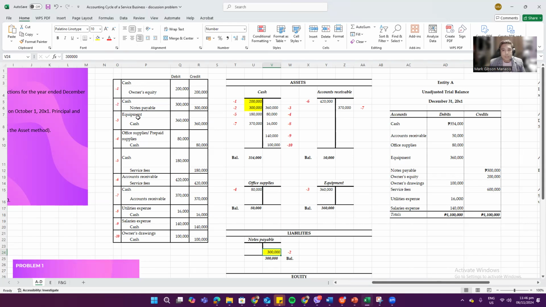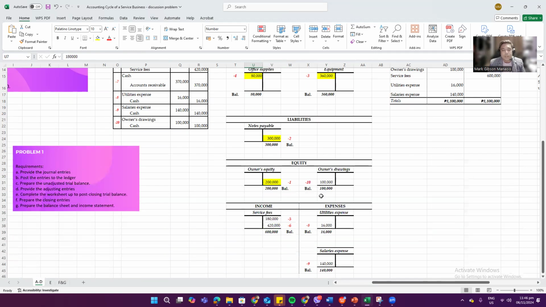Next, equipment. So we have equipment debit and then credit cash for 360,000. So there. Next, office supplies, 80,000. Okay, debit, and then credit cash of 80,000. So tuloy lang natin yung step na yun, lahat. Number 5, debit cash of 180,000 there. And then credit service fees.